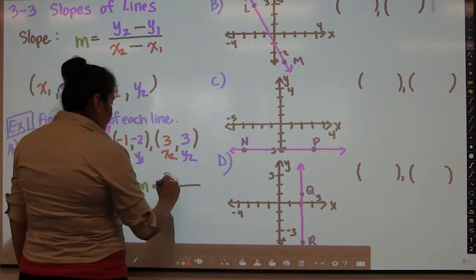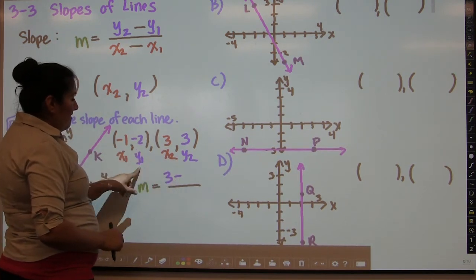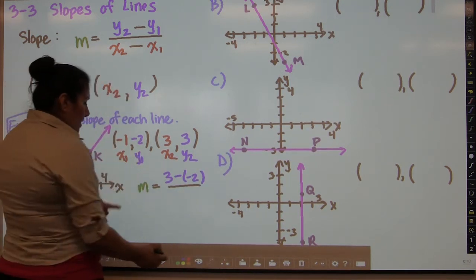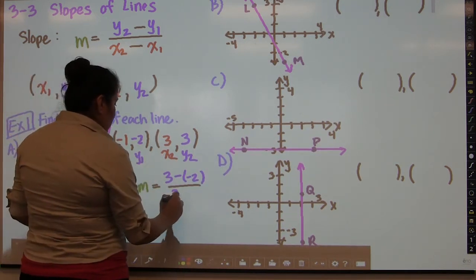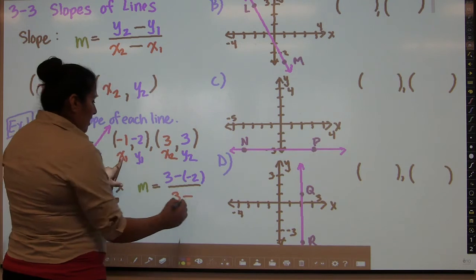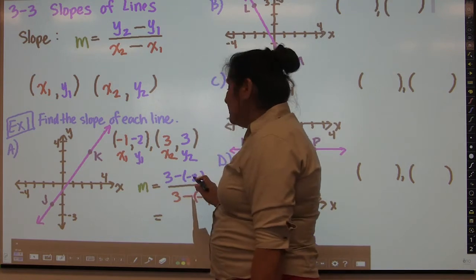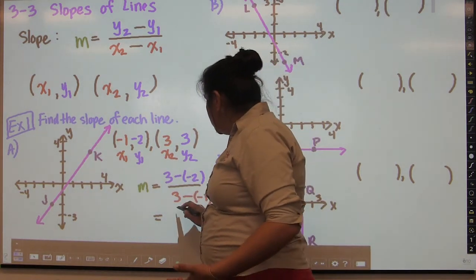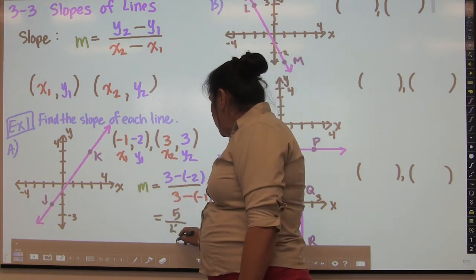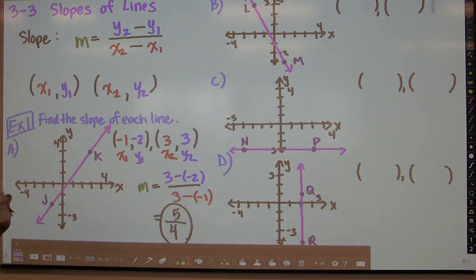y2, which is 3, minus y1. Now this is always a minus, but if the y value is also negative, then you got to be careful when you have two negatives. It's minus -2, and on the bottom we have x2 is 3, minus -1, which again, you're going to have to do that. So, just be careful with that. So 3 minus negative is actually 3 plus. So 3 plus 2 is 5. And again, 3 minus negative is a plus, so 3 plus 1 is 4. So our slope is 5 over 4. So the rise is 5 and the run is 4.